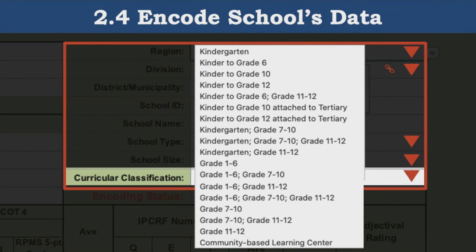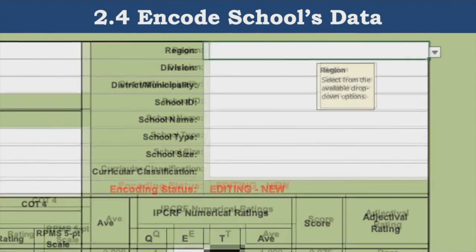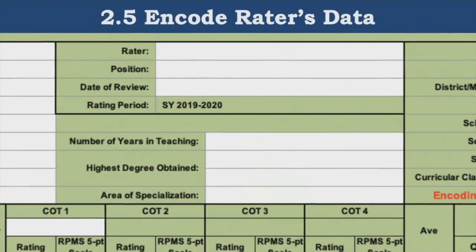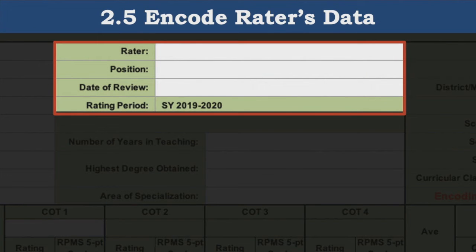Here are the choices. Note that the choice you select in the curricular classification field will affect choices that will be available in the preceding parts of the tool, specifically the level taught, grade level taught, and subject level taught. Next, we encode the rater's data, which contains only 3 fields.